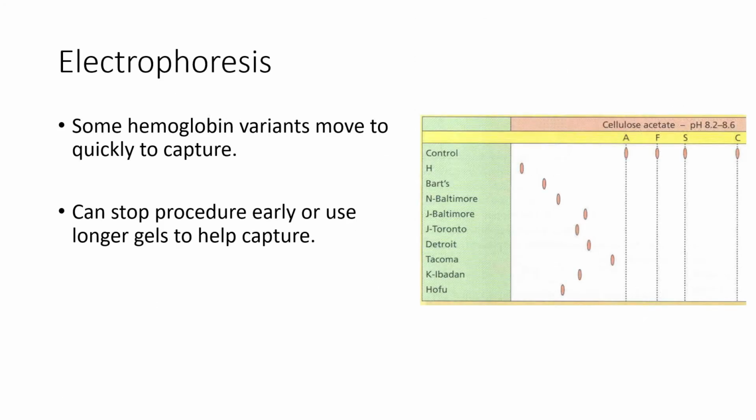Last note before we practice some of these concepts. Some hemoglobin variants move too quickly to capture on electrophoresis, and so you may need to stop the procedure early or use longer gels to capture these variants. The most notable ones are hemoglobin H and Bart's.